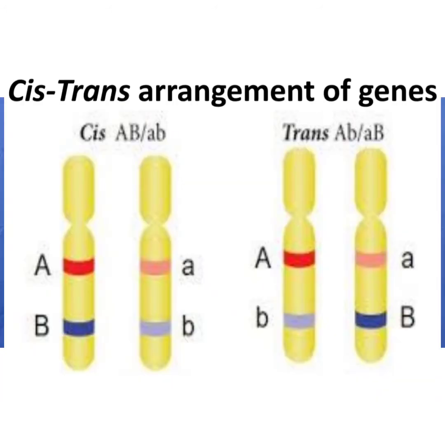Now what is the cis-trans arrangement of genes? Here you can see on the left side the cis arrangement, where one homologous chromosome has a dominant allele of one character and another dominant allele of another character, whereas in the other homologous chromosome, there is a recessive allele of one trait and a recessive allele of another trait. This is a cis arrangement of genes.